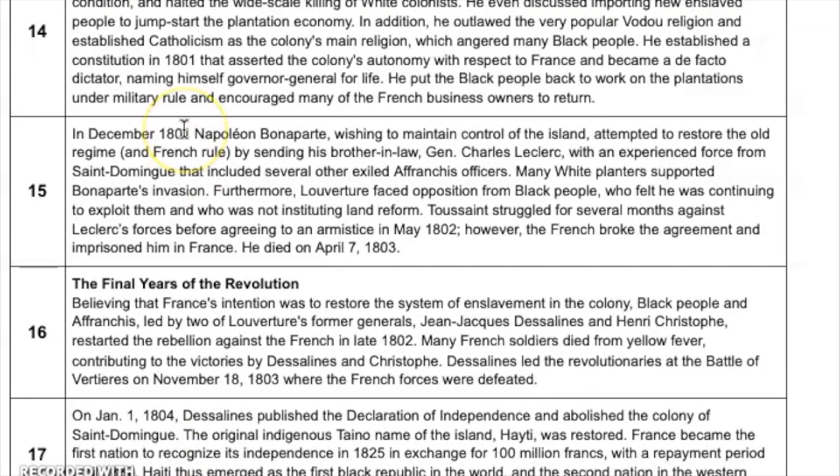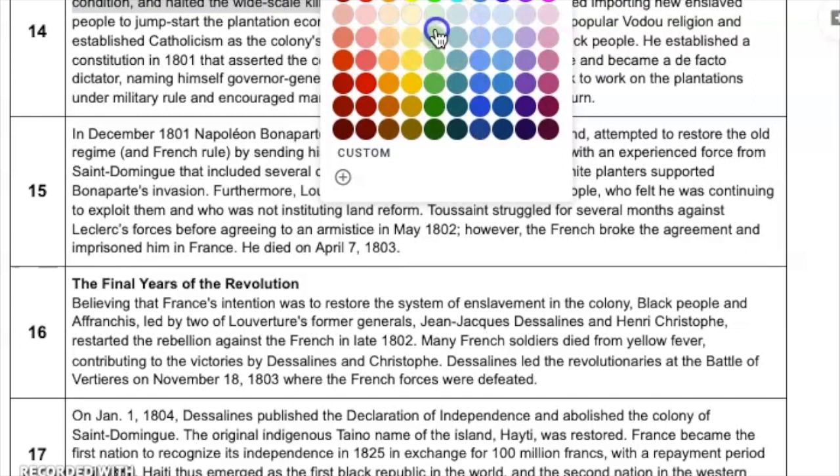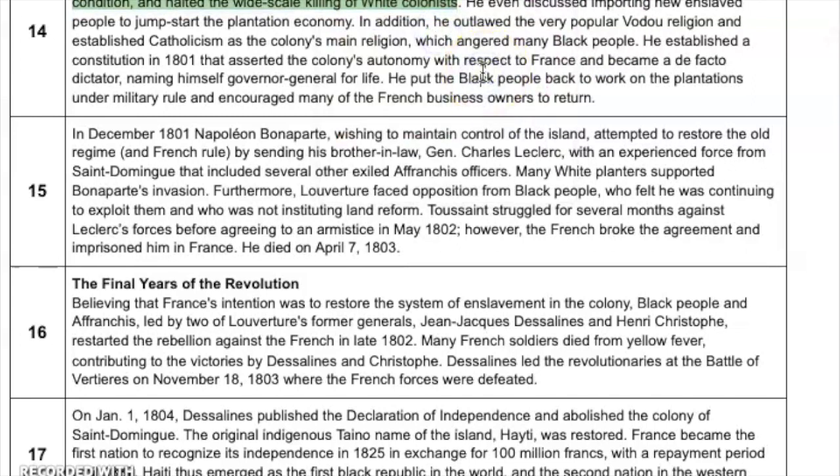Paragraph 14. Between 1800 and 1802, Louverture tried to rebuild the destroyed economy of Saint Domingue. He reopened commercial relations with the US and Britain, restored destroyed sugar and coffee estates to operating condition, and halted the wide-scale killing of white colonists. Let's highlight this as green. This is an economic response to the revolution.